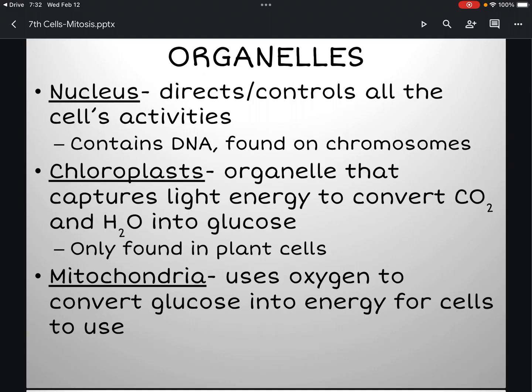Some cells in your body may have more mitochondria than others, like, for example, your muscle cells. They need a large amount of energy to help you to walk, to run, to do all the other physical activities that you do. And so muscle cells tend to have more mitochondria than some of the other cells in your body.